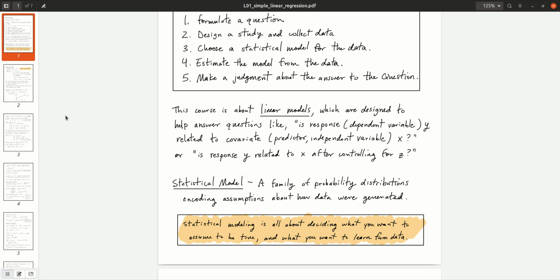And another important aspect is that in a statistical model, we make certain assumptions about how the data were generated. And statistical modeling is really, really, really all about deciding what you want to assume to be true and what you want to learn from the data.